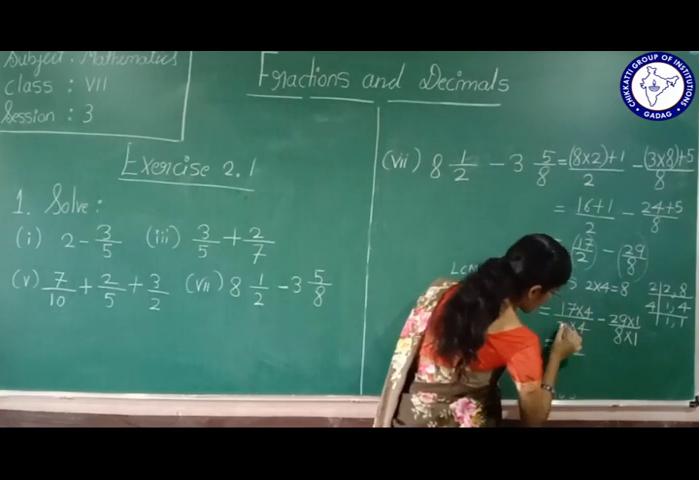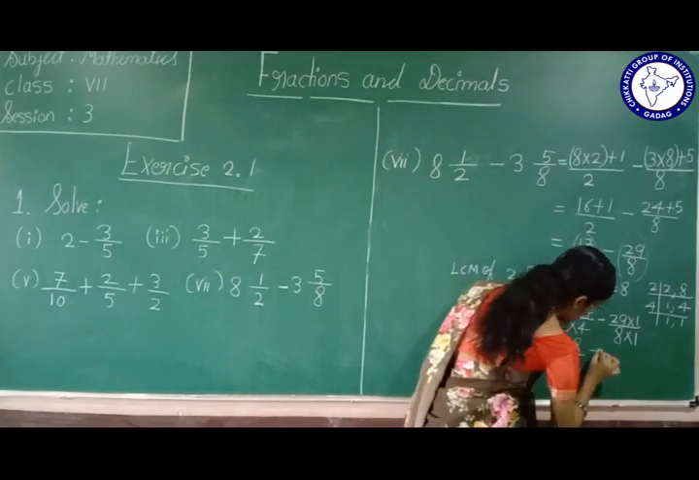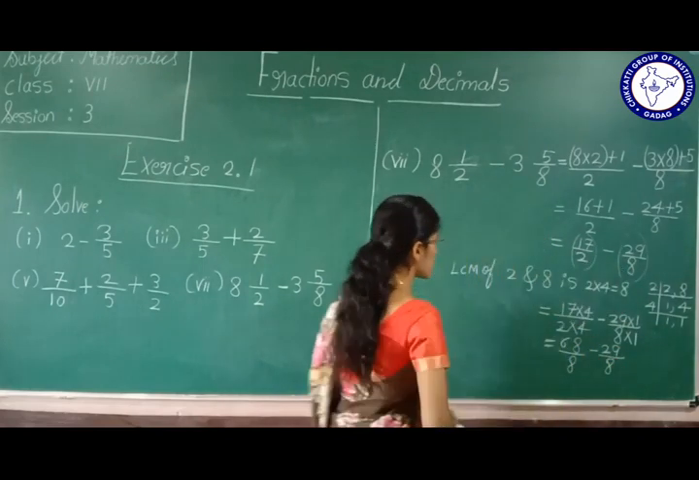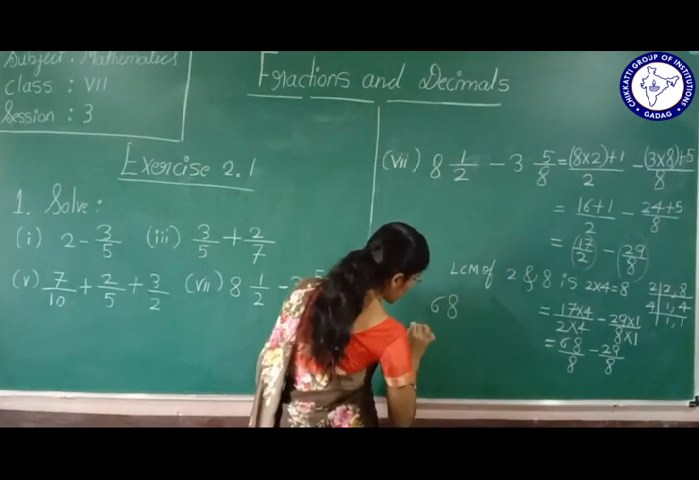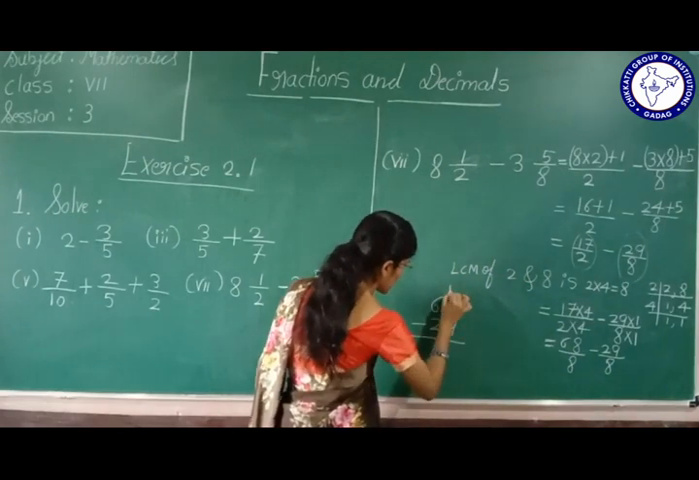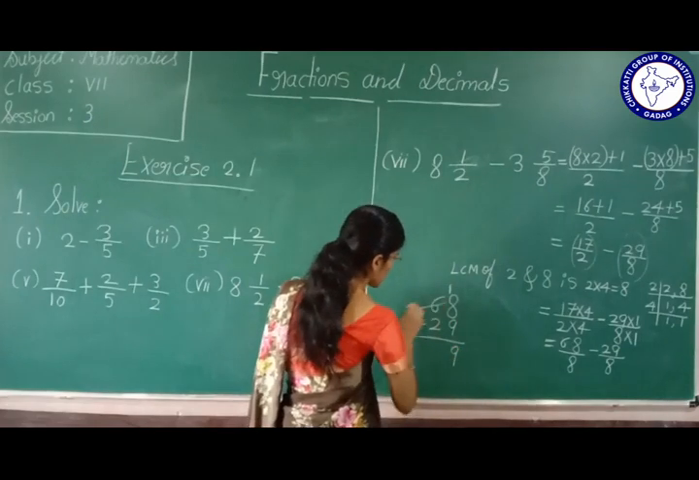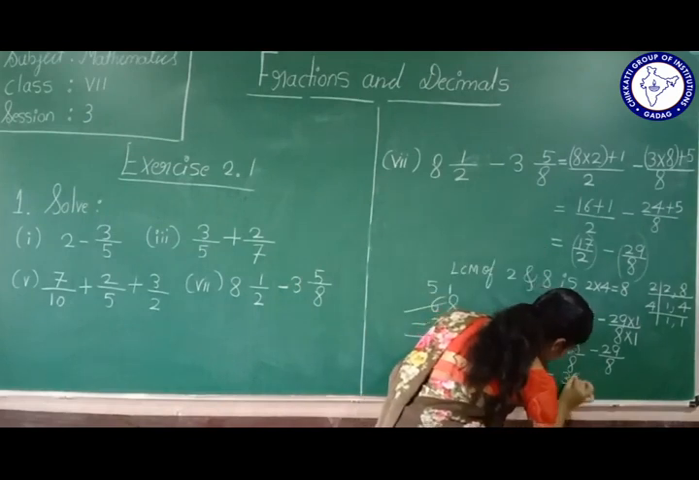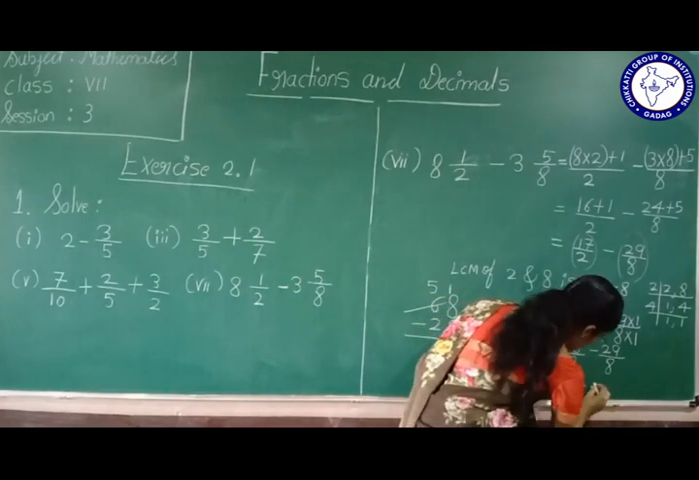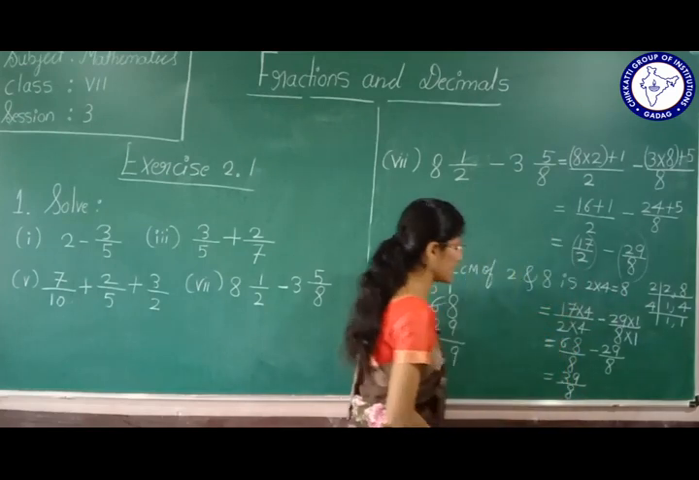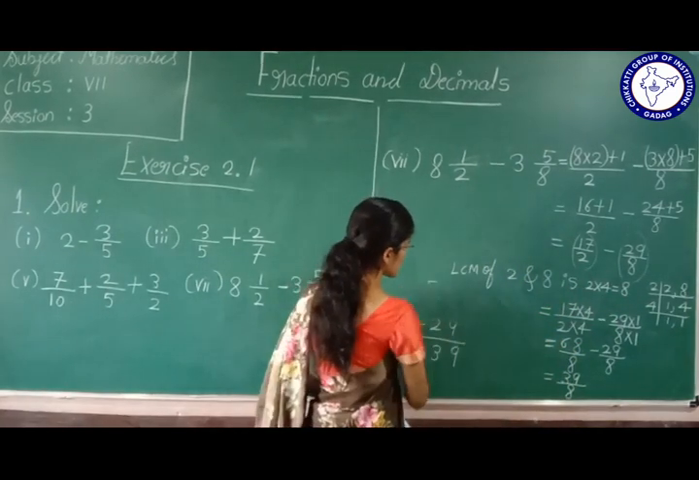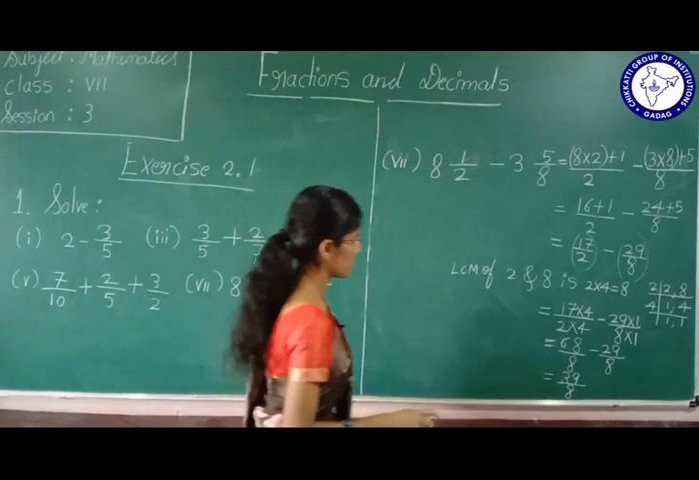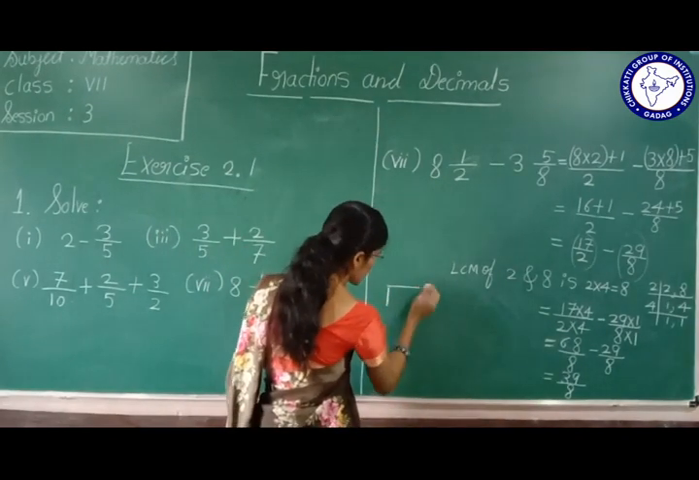Yes? Here LCM is 8. 29 ones are 29 by 8. What is 68 minus 29? 68 minus 29: 18 minus 9 is 9, 5 minus 2 is 3. Here it will come 39 by 8. Okay. Now see here, we will convert this into a mixed fraction.